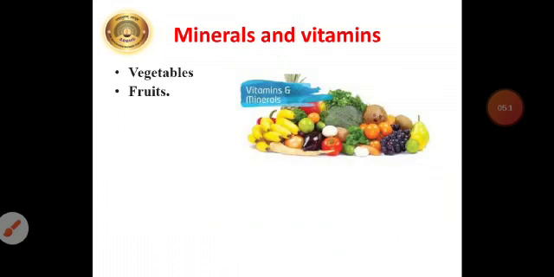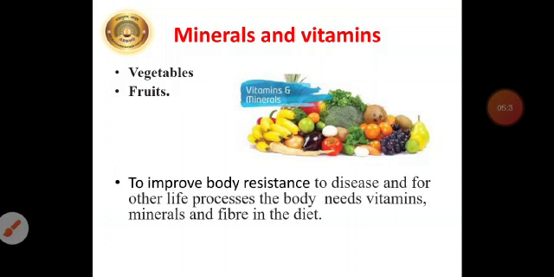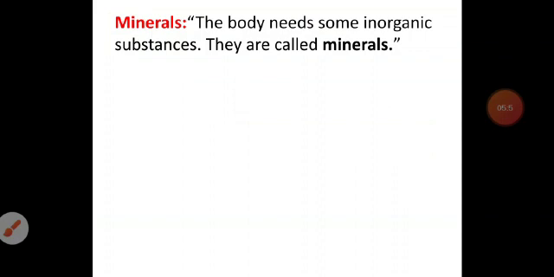Now we will learn about minerals and vitamins. We obtain these nutrients from fruits and vegetables. To improve body resistance to disease and for other life processes, the body needs vitamins and minerals. We require vitamins and minerals in small quantities, but their deficiency can lead to various diseases. Let us learn more about minerals. First, the definition of mineral. The body needs some inorganic substances, they are called minerals.